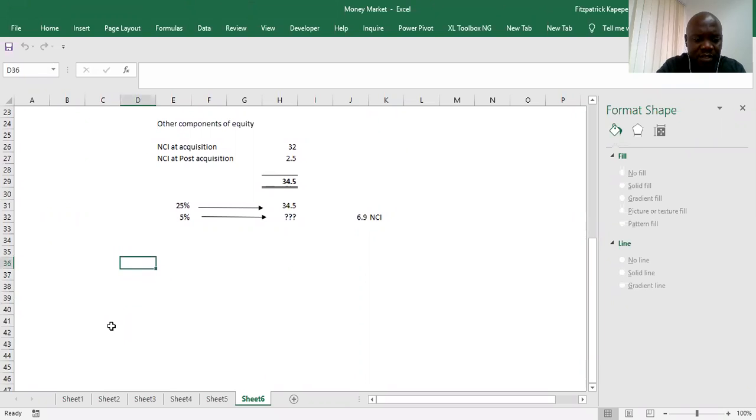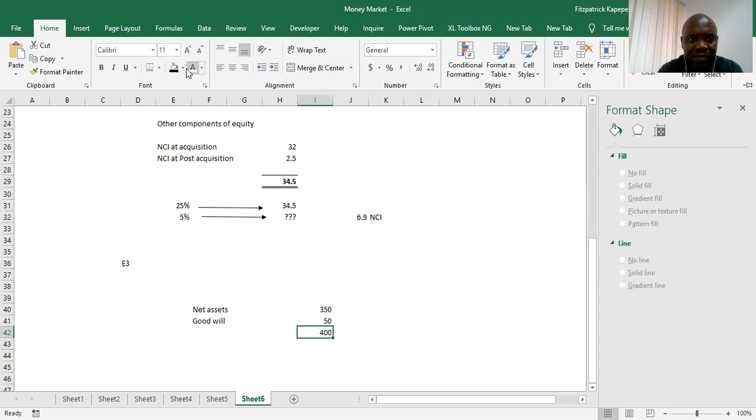So I'll call this E3. Mutita owned, okay, the net assets. What was the net assets before disposal? 350. Goodwill, 50. Meaning the total value, enterprise value, is 400.